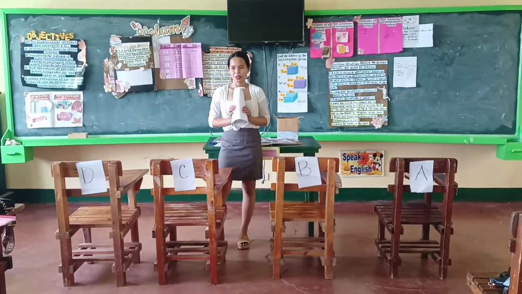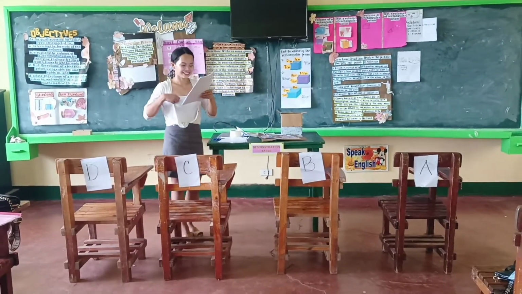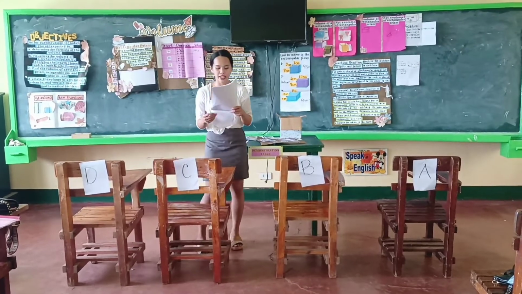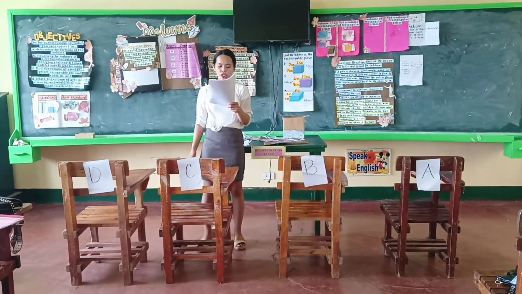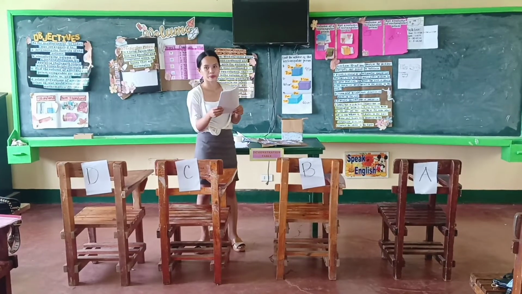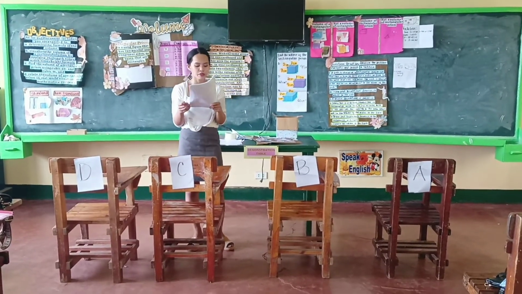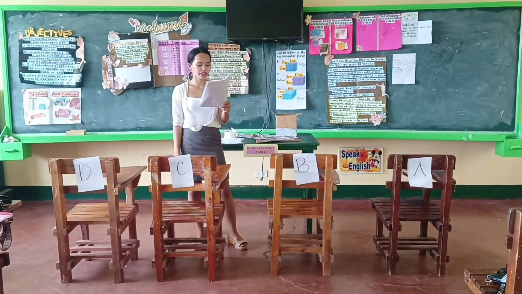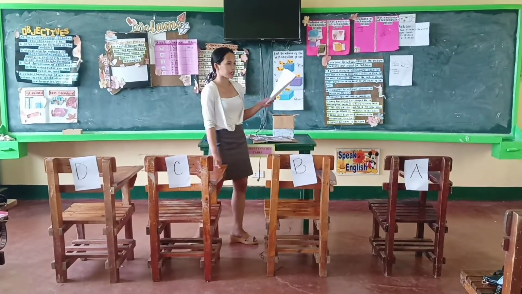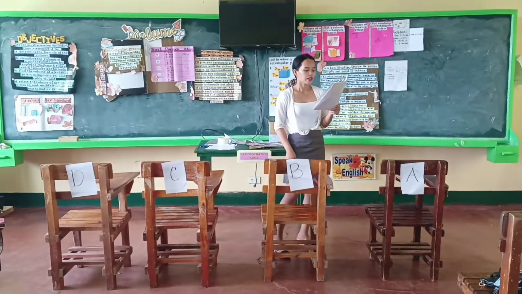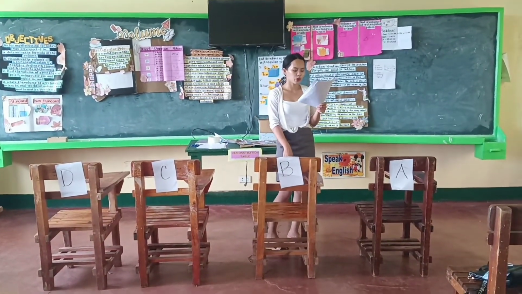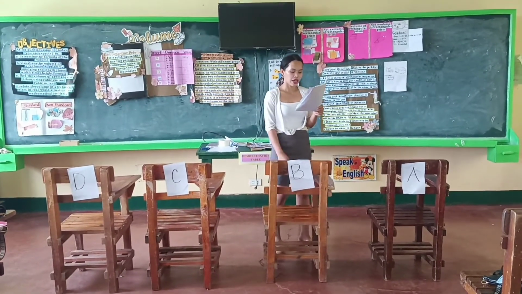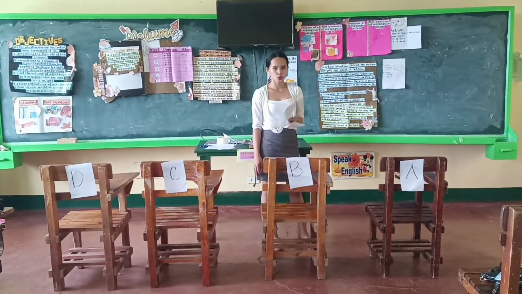So let's start. Number 1. There is a box shaped like a rectangular prism. The dimensions are 8 cm by 4 cm by 2 cm. Which expression is best used to determine the volume? A. 8 times 4 times 2. B. 8 plus 4 plus 2. C. 8 times 4 plus 8 times 2 plus 8 times 8. D. 8 times 4 plus 2.